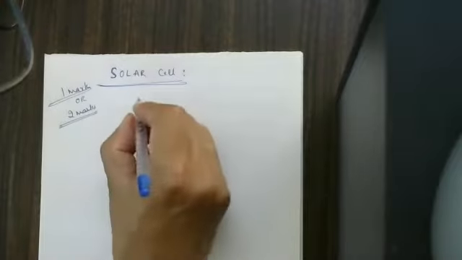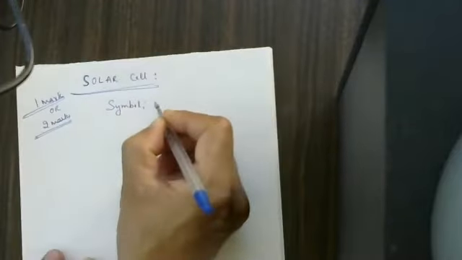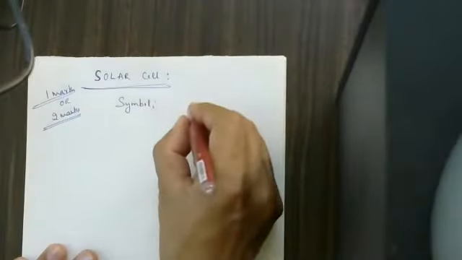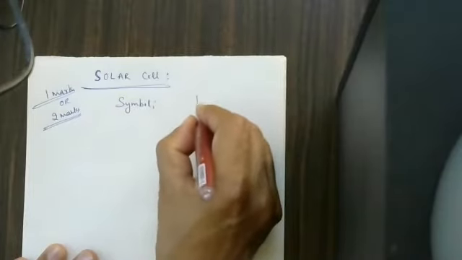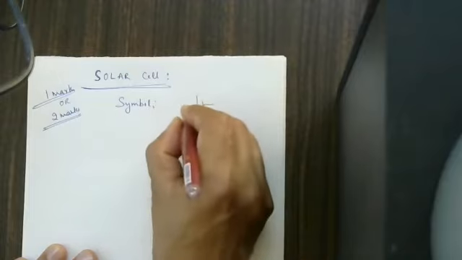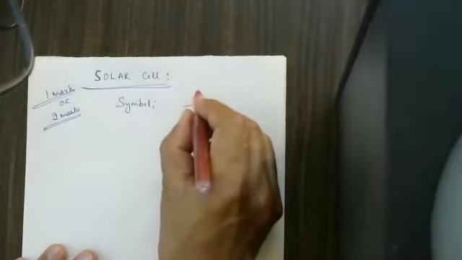Write the circuit symbol for solar cell. Circuit symbol, how we are going to represent? So this is the circuit symbol. See here, the cell is represented like this. This is a cell, an ordinary cell. Solar cell, we are writing like this.